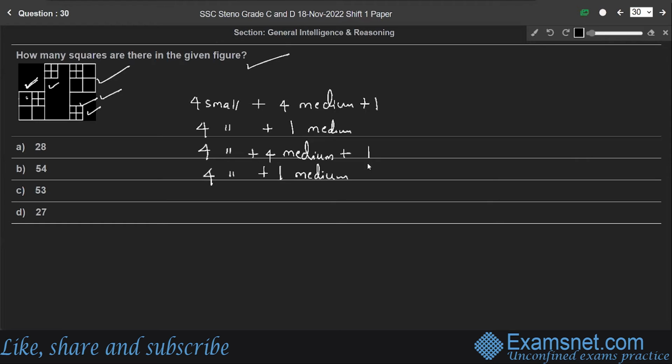Together it becomes 4 plus 4 plus 1, which is 9. 4 plus 1, which is 5. Again 4 plus 4 plus 1, which is 9. And 4 plus 1, which is 5. So together it is 10 plus 18, 28 squares in the given figure. There are 28 squares. Option A is the right answer.